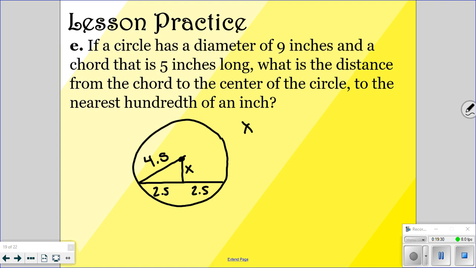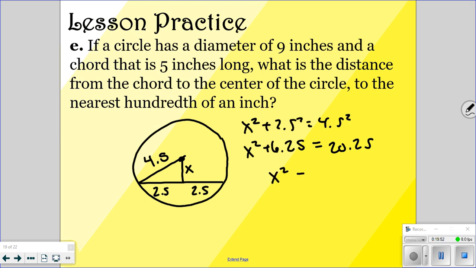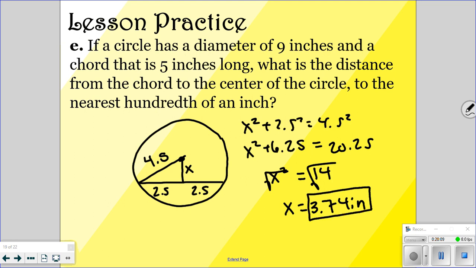So you're going to use the Pythagorean theorem. And so x squared plus 6.25 equals 20.25. And then x squared would equal 14. And so x would be the square root of 14, which would be 3.74 inches. So that's the distance for that one.